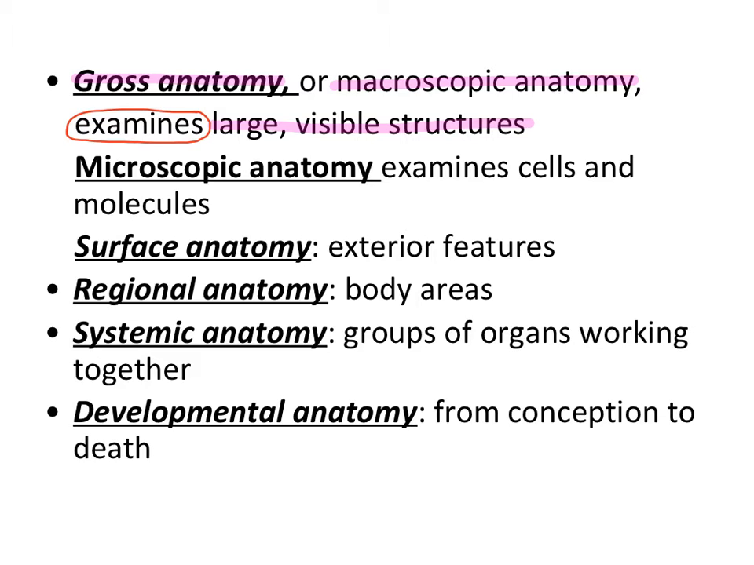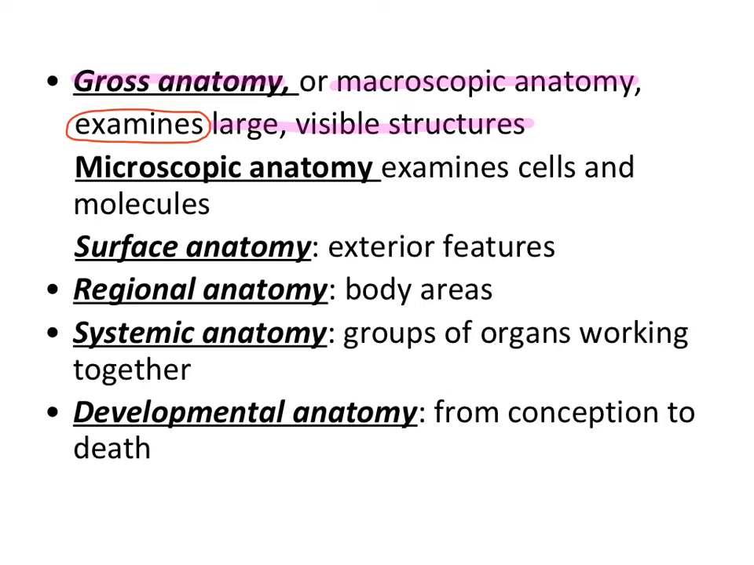Now, there's types of anatomy. The first type of anatomy is gross anatomy. Gross anatomy is also macroscopic anatomy. It's the large visible structures, and that's what gross anatomy examines. These would include things like our eyes, our nose, our facial features, our characteristics, things you can see. Secondly is the microscopic anatomy. That examines cells and molecules and tissues. These are things that require magnification.